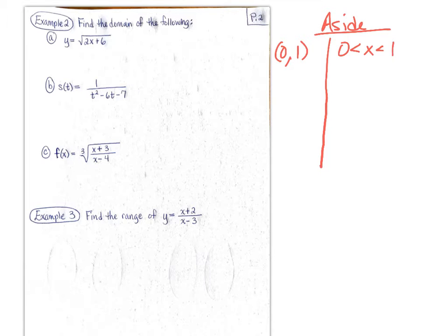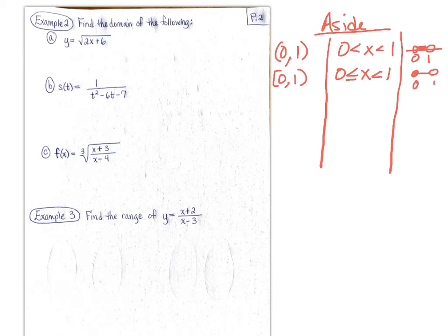On a number line, this looks like an open circle at 0, an open circle at 1, and everything in between. Half closed, half open means x is greater than or equal to 0 but less than 1. So you would have a closed circle at 0, an open circle at 1, and everything in between.